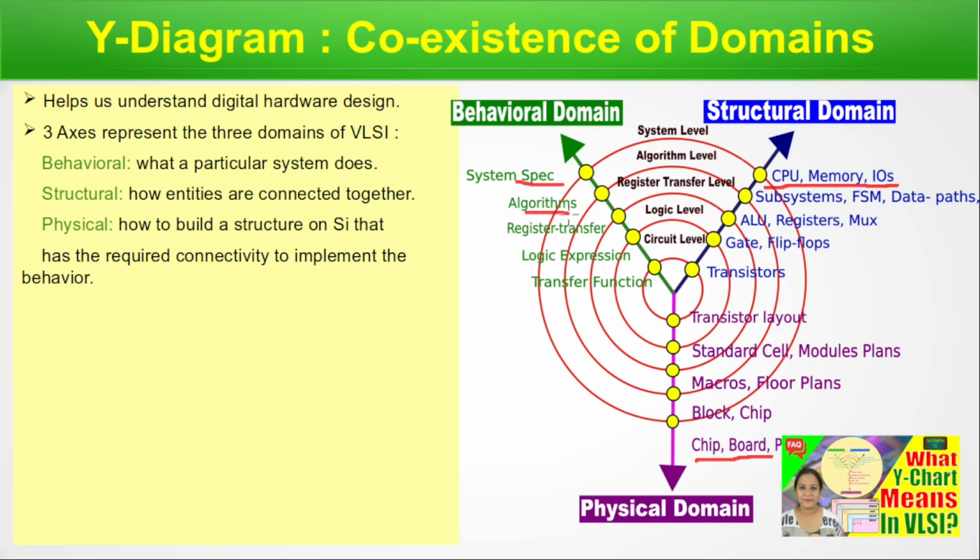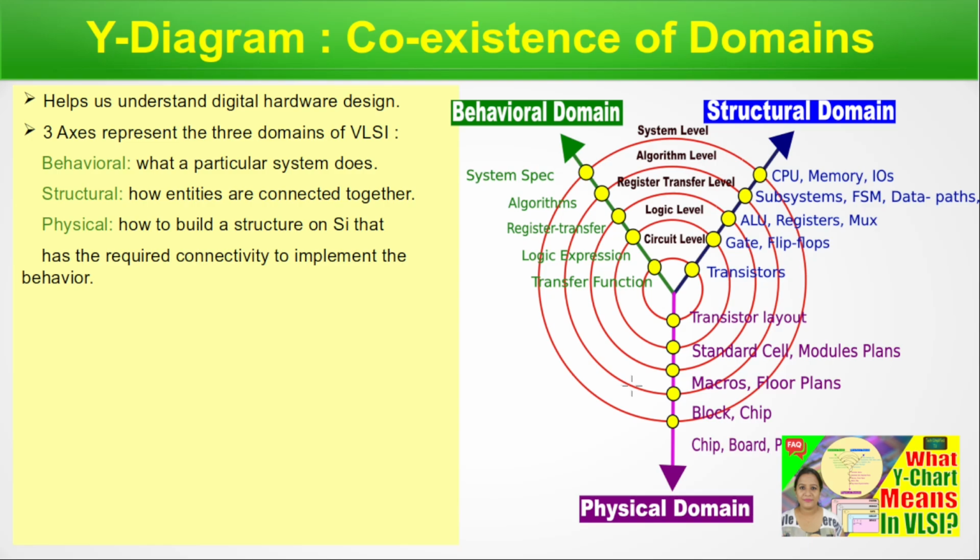Now if you see the algorithms at this point, if you go by this, it will point to the subsystem, FSM, all data paths, right? And if you come by this line here, you will see the block, chip, etc., all these things in the physical domain where the transistors are there. So this way you can see the levels of the V curve. So you can see this is a 3D V curve.